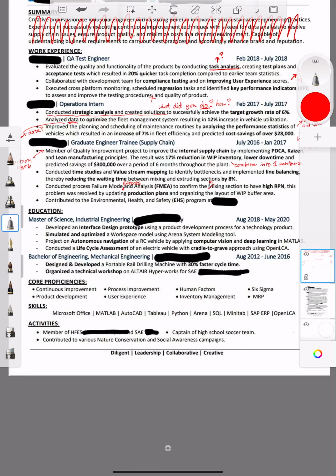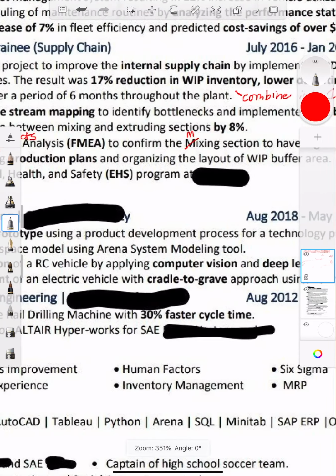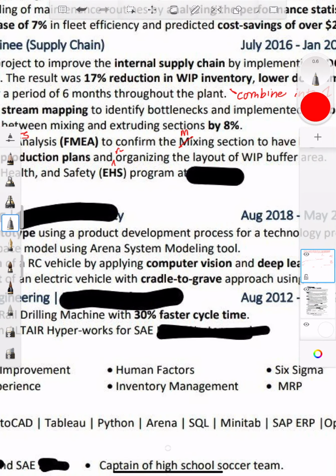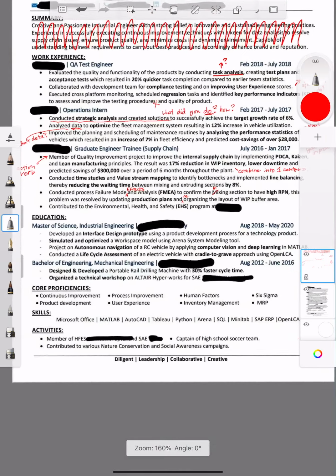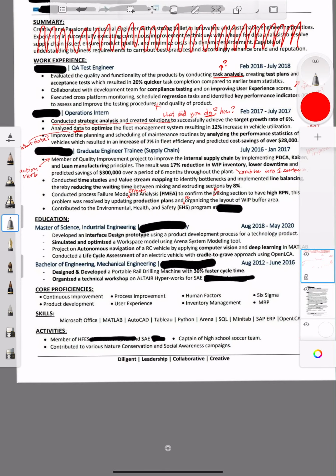So this mixing section had a high RPN. This was bad. This problem was resolved by updating production plans and organizing. Perhaps reorganizing would be a better word here. So let's add a little re, because I'm sure it was slightly organized to begin with. The layout of the WIP buffer area.